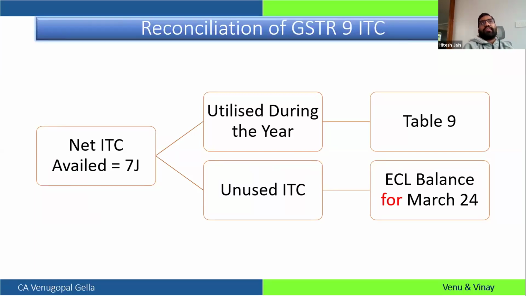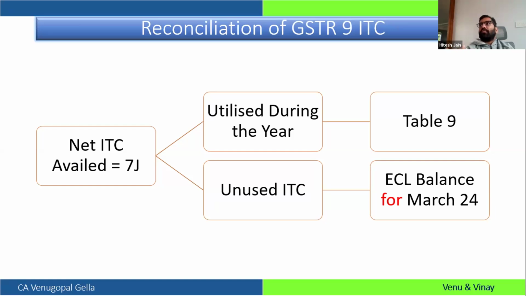Now, how do we reconcile the ITC which we report in GSTR 9? The net ITC which we have availed in GSTR 9, that means we are saying to the government that this is the net ITC which we have availed. So availment will definitely go to my electronic credit ledger. Suppose I have availed 50 lakhs of ITC, and we know that in table 9 of GSTR 9 there are two parts, tax payable and tax paid. Tax paid is again further divided into two parts, paid through cash and paid through credit.